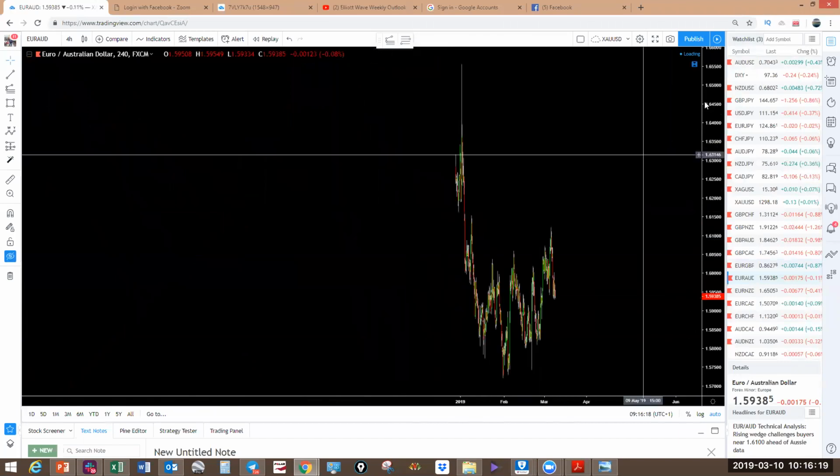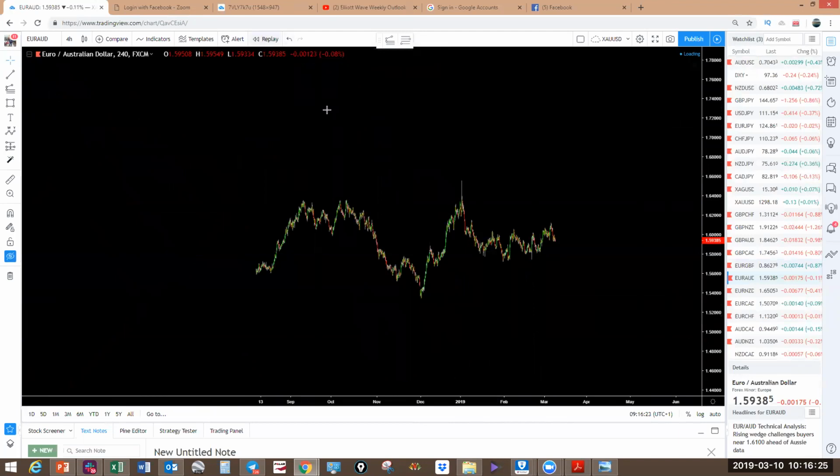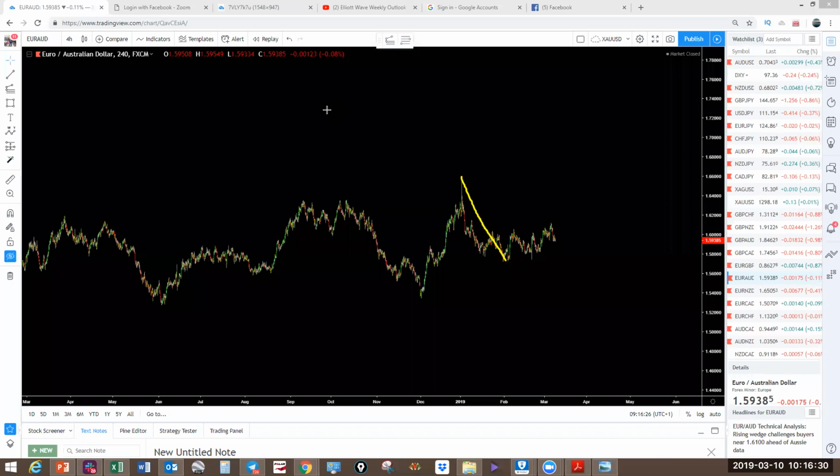EURAUD, let's look here. It is making this corrective structure currently. We've got an impulsive move here from the all-time highs there, the previous high rather. And you've got this one as a 1, 2, 3 wave move up. Now, we don't know if this is going to be another 1, 2, 3 waves, and then we get another 3-wave move to the upside like that, and then another move to the upside. Because this is an impulse and this is a corrective structure.